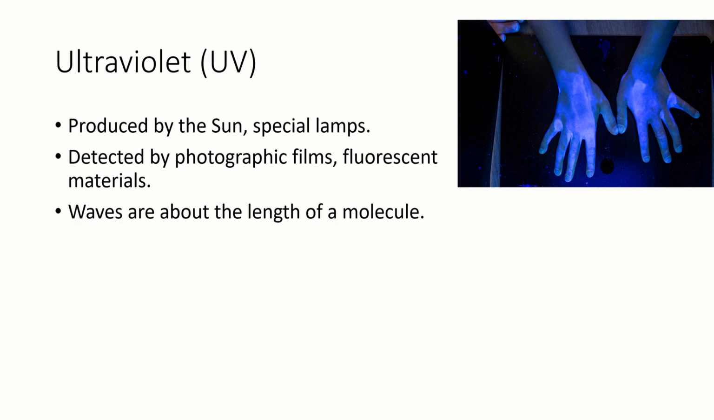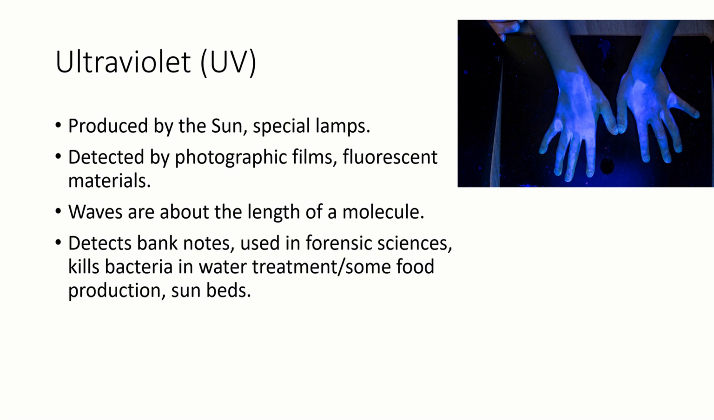And ultraviolet has a few uses. Banknotes and identification cards have holograms that can be seen under ultraviolet light. Ultraviolet can be used in the forensic sciences to detect bodily fluids. But ultraviolet can also be dangerous to living things, and so it can kill bacteria during water treatment or food production. Obviously it's the UV from the sun that gives us a suntan, and so UV is used in sunbeds.